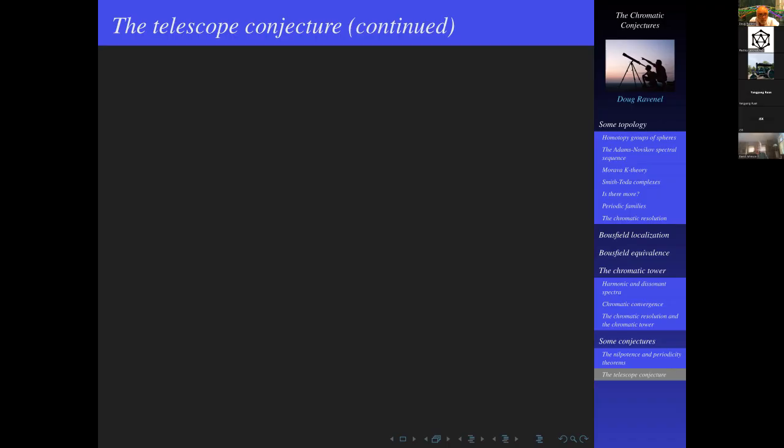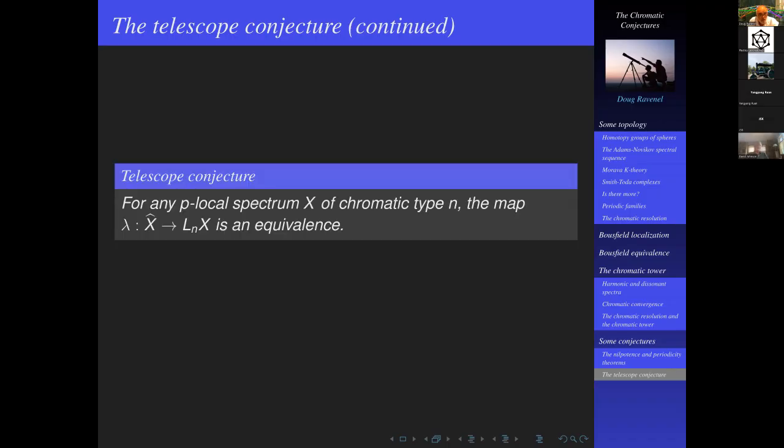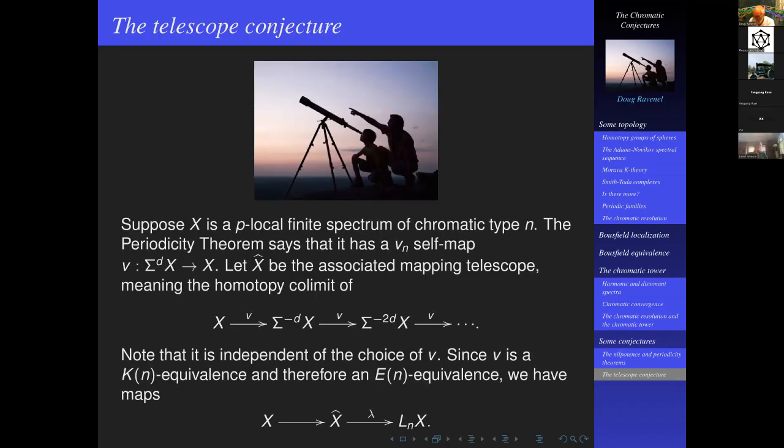Now, the telescope conjecture says that this map is an equivalence. That's the telescope conjecture. It says that the mapping telescope is the same thing as the E_n localization. Now, let me go back to this previous slide here. The significance of this is, L_n X, if X has chromatic type n, then L_n X is something we know how to get our hands on. It's accessible to computation. We know a lot about it.